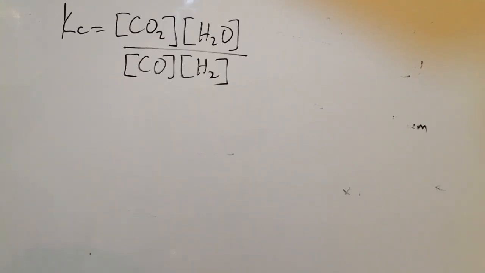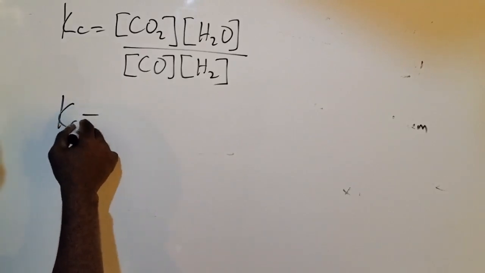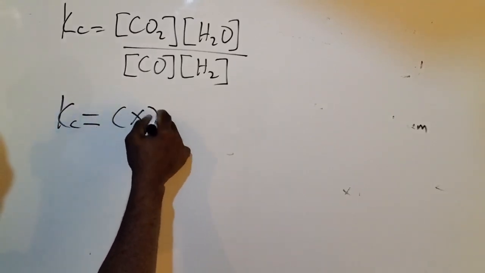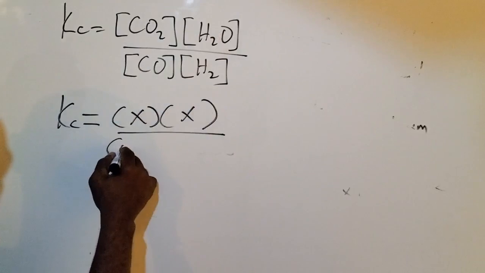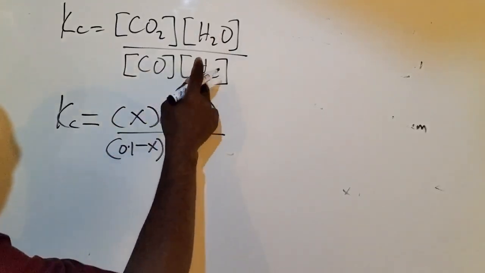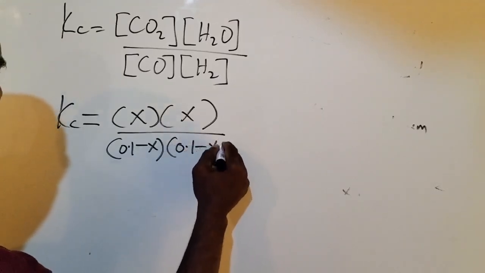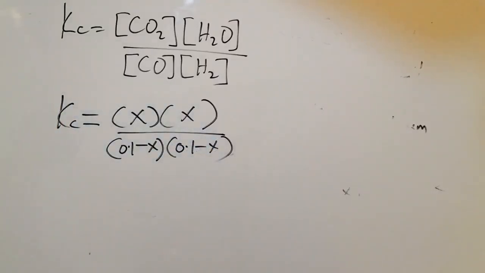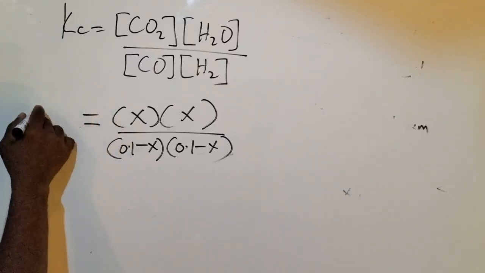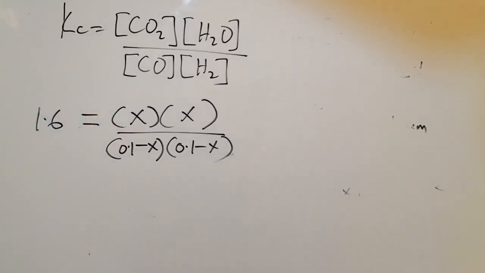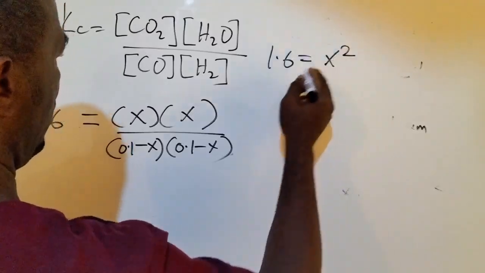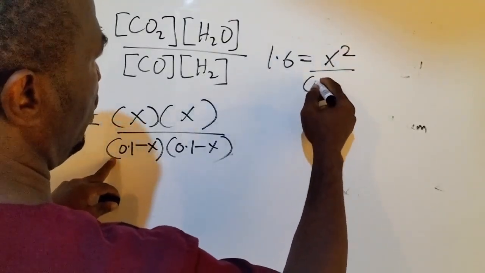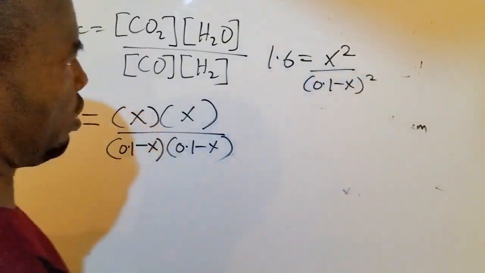So make a substitution after writing the equilibrium constant expression from the ICE table. The concentration of CO2 from that table is taken as S. That of steam is also S. That of CO is 0.1 minus S. That of hydrogen is 0.1 minus S. So having done that, we now remember that our Kc is 1.6 from the equation. So we now have 1.6 equal to S squared all over 0.1 minus S all squared.